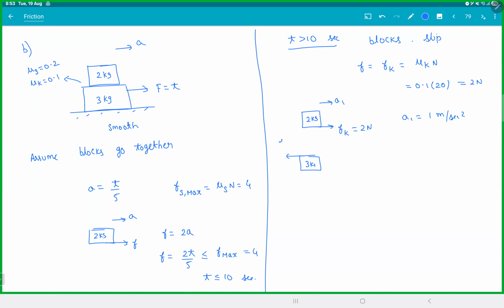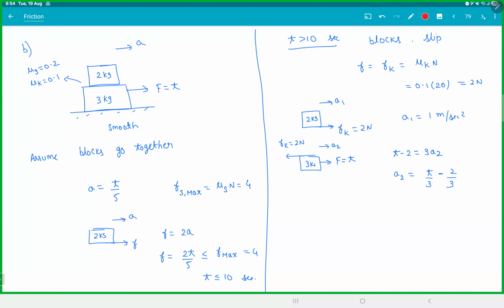So for the 3 kg, this will be Fk. That's it. That is the only difference. The starting part will remain same. Once the block starts slipping, friction will not be any more 4. It will become 2 suddenly. It drops. So this will be t minus 2 is equal to 3a2. We get a2 will be t by 3 minus 2 by 3.